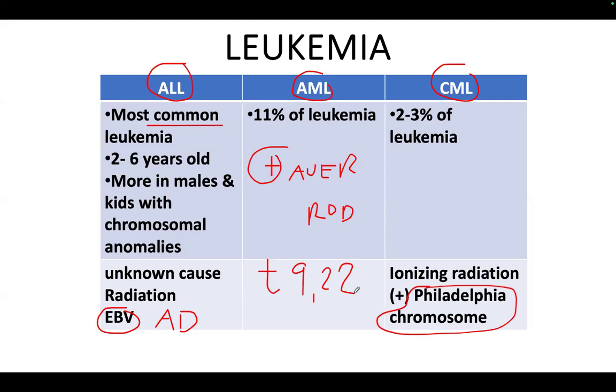I hope you got this. The translocation. So the Philadelphia chromosome is associated with CML, or chronic myelogenous leukemia. So please memorize that by heart. You should get something here which will come up in your boards.